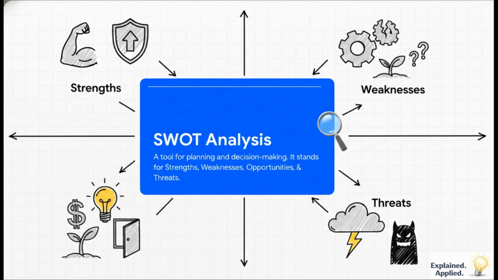Well, the answer is a surprisingly simple but really powerful framework called a SWOT analysis. It's one of the most practical tools out there for planning, and it's all built on four pillars: strengths, weaknesses, opportunities, and threats. So let's dive in and break down what each of these actually means.